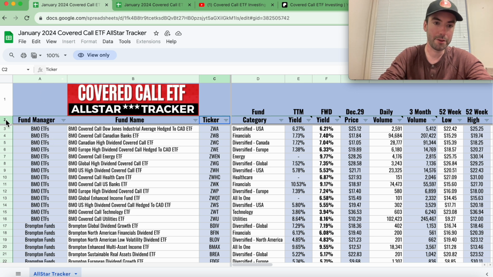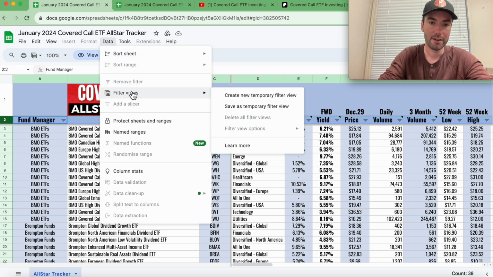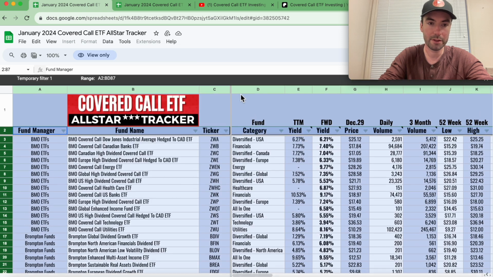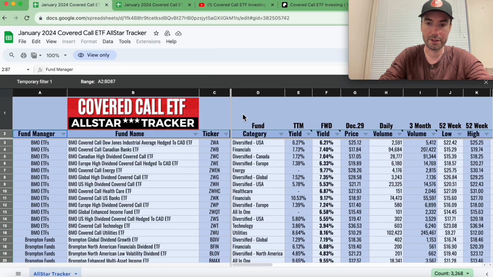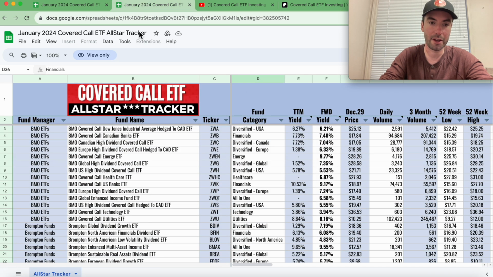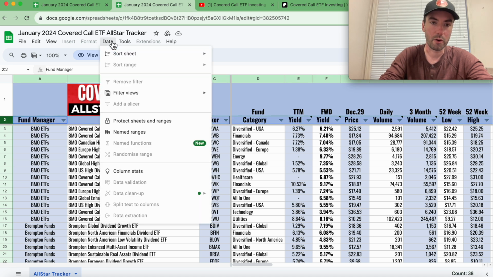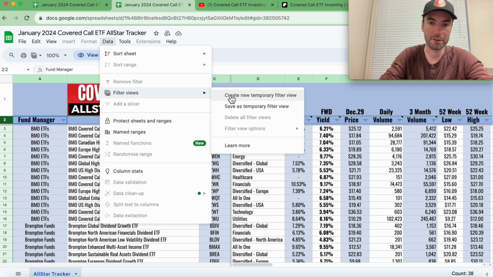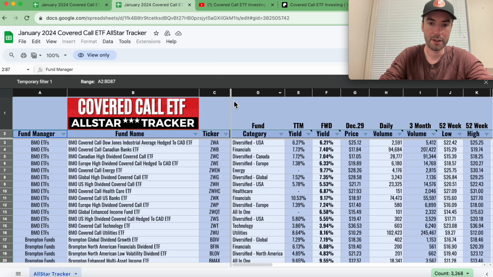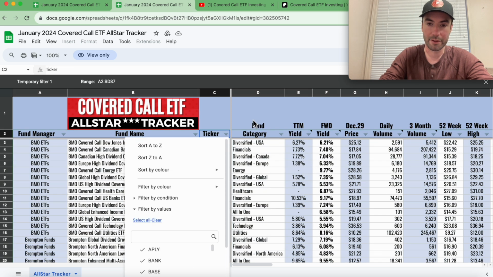What we're going to want to do is click on the number 2 vertical column there, click on row number 2, go up to Data, and create a new temporary filter view. And we've just done that. I'm going to do the same thing over here: click on number 2, go up to Data, Filter views, and create a new filter view. So now when I hover over the top, I will be able to filter it.